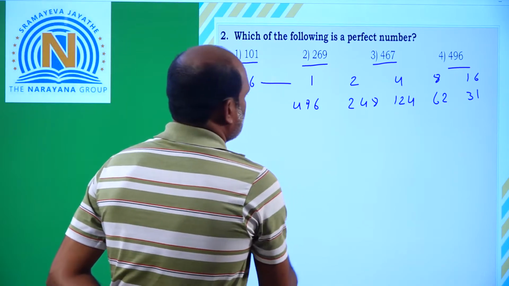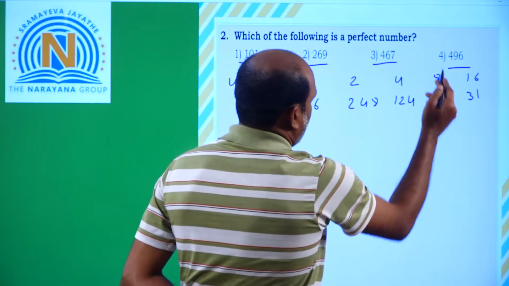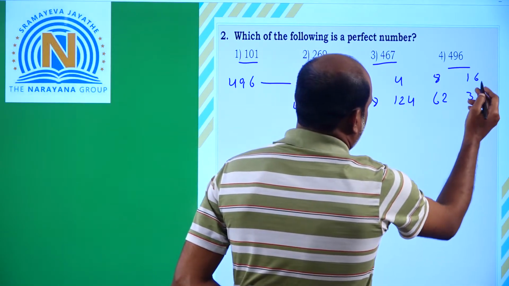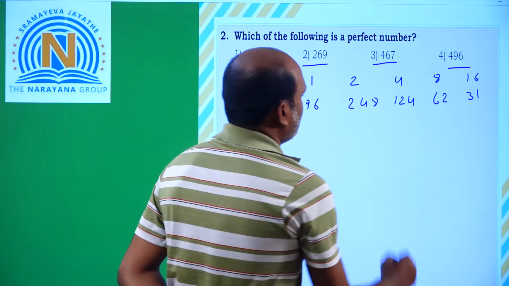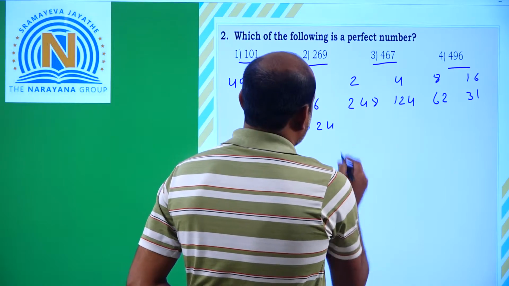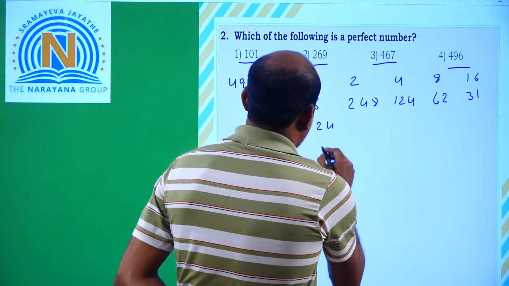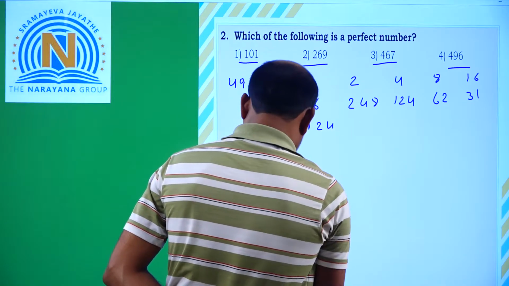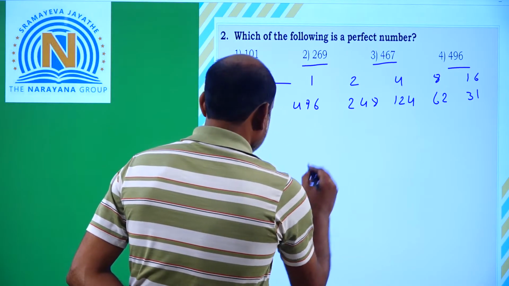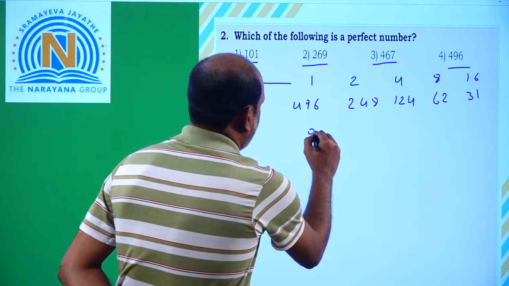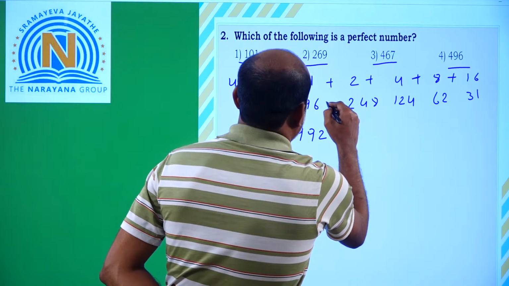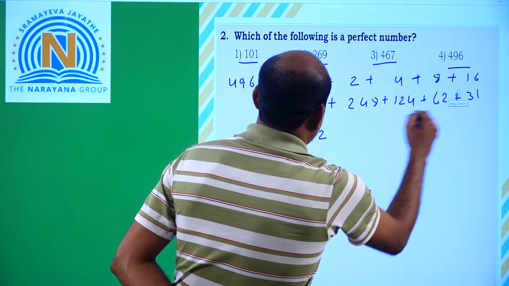Now if you add all these things, 1 plus 2 is 3, 3 plus 4 is 7, 7 plus 8 is 15, 15 plus 16 is 31, 31 plus 31 is 62, 62 plus 62 is 124, 124 plus 124 is 248, 248 plus 248 is 496, right? 496 plus 496 is 992. The sum of all these factors is equal to 992.